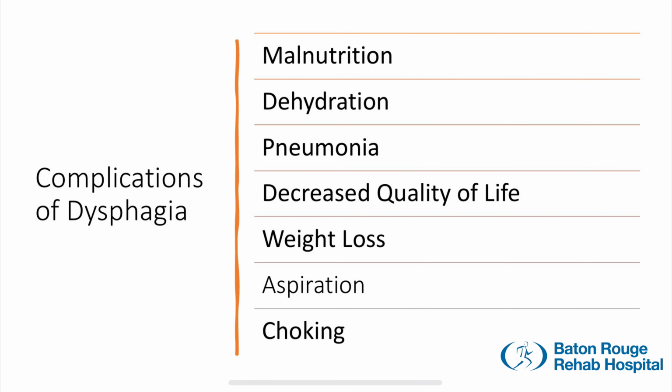So, why is dysphagia important to consider and treat? There are a lot of complications that can arise as a result of dysphagia. Those include malnutrition, dehydration, pneumonia, decreased quality of life, weight loss, aspiration, and choking. All of these deficits, single-handedly or combined, can compromise a patient's medical status and health, and could even cause death in serious cases.